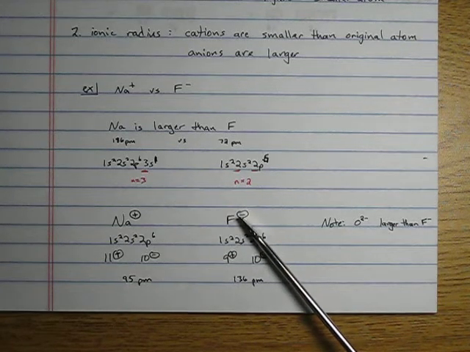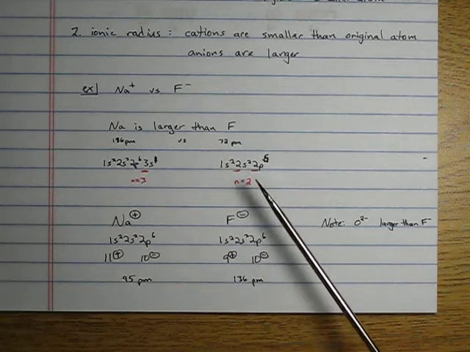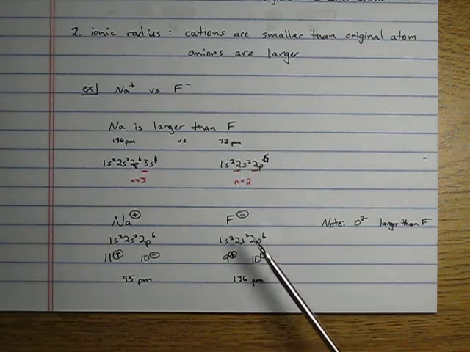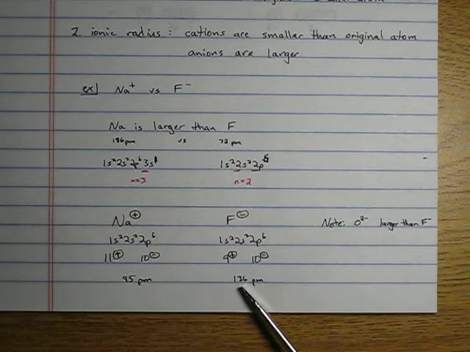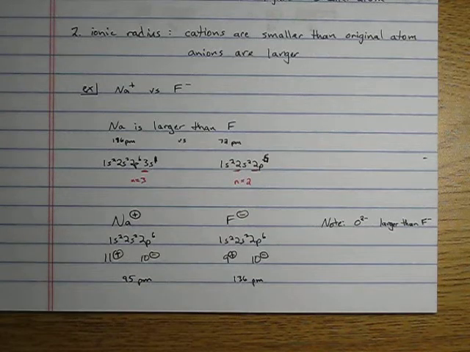The fluoride, this fluorine atom had 9 protons and 9 electrons. Now it has another electron. These 9 protons cannot hold on to that extra electron nearly as well. So the anion gets larger. The fluoride anion is 136 picometers compared to 72. So note, the sodium atom, when it became the sodium cation, its size was about halved. When the fluorine atom became the fluoride anion, its size nearly doubled.